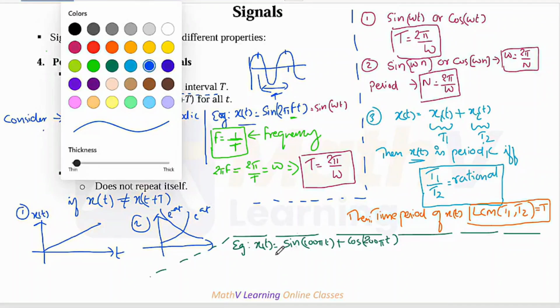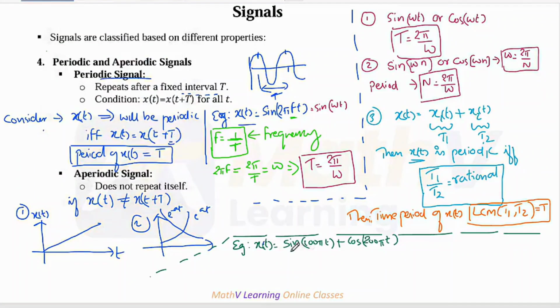So first, there are two signals. x of t is x1 of t plus x2 of t. Okay, how do we find the time period of x1 of t? Say t1. It is 2 pi by omega. Here what is omega? 100 pi, right? So 2 pi by 100 pi, right? 2 pi by 100 pi is 1 by 50. Okay, and here t2 is 2 pi by 200 pi. So it is 1 by 100, right?